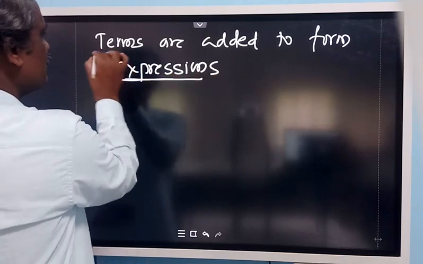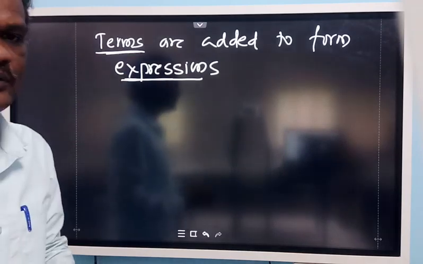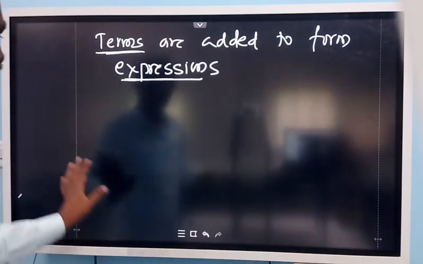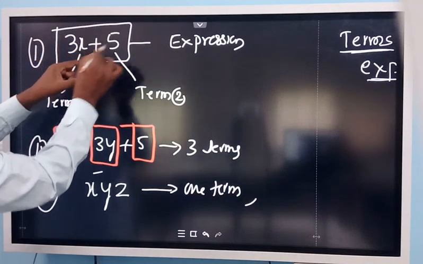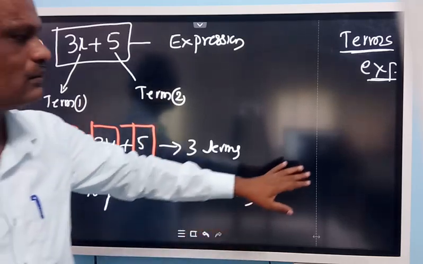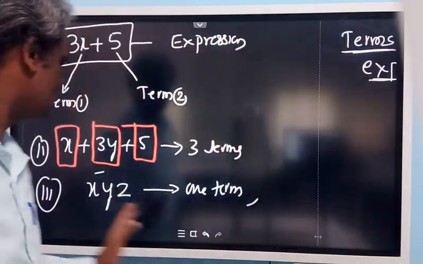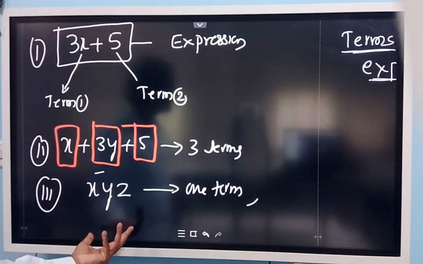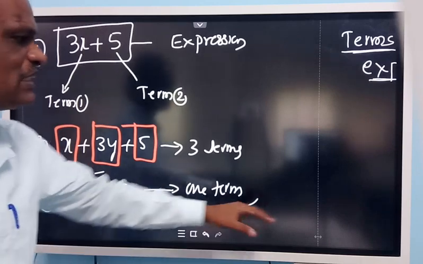If you add terms, then you will get an expression. Now look at this example. This is one term and it is added to 5. So you are getting an expression. This also, even if you don't add, you will get an expression only. Only one term is there. You cannot add this term to any other term. So this is also an expression only.